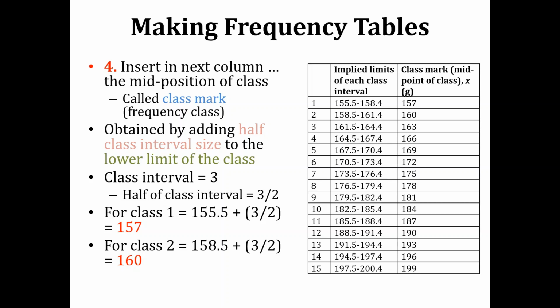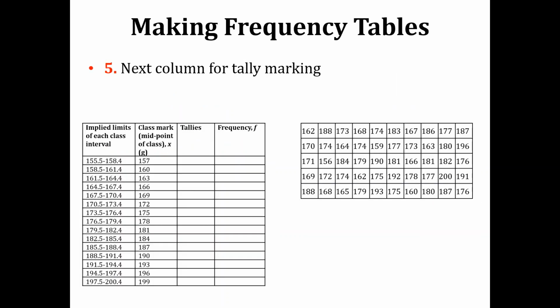And you can see that the difference between the class marks is equal to the class interval, which is 3. So 160 minus 157 is equal to 3. So this is how we are going to add the class mark into our frequency table. The next column is for counting the frequencies, and we are going to do that by the tally marking method. So for that purpose, we are going to add the column for tally marking into our table.